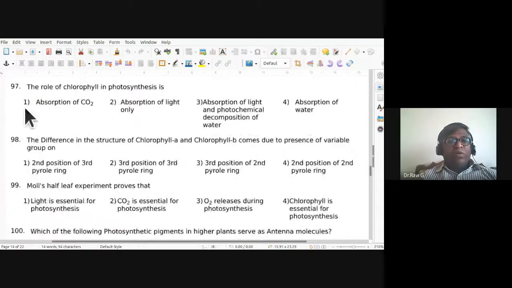Next question, the role of chlorophyll in photosynthesis: is it absorption of carbon dioxide, absorption of light only, absorption of light and photochemical decomposition of water, or absorption of water? It is not only absorption of light, but also breakdown of water. So for the 97th, the third one is the correct option: the absorption of light and photochemical decomposition of water. Both are taking place in the chlorophyll. So the third option, C, is the correct one.